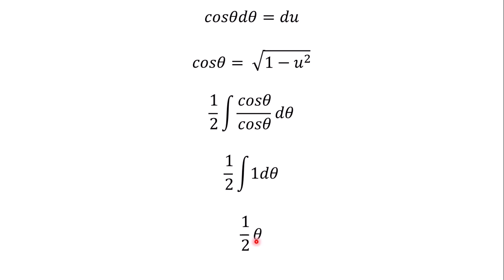But going back to the x world, we know that sine theta is equal to u. And also u is equal to x squared. But first, let me talk about this one. Sine theta is equal to u. Good. But the answer that we have is 1 over 2 sine theta, 1 over 2 theta.